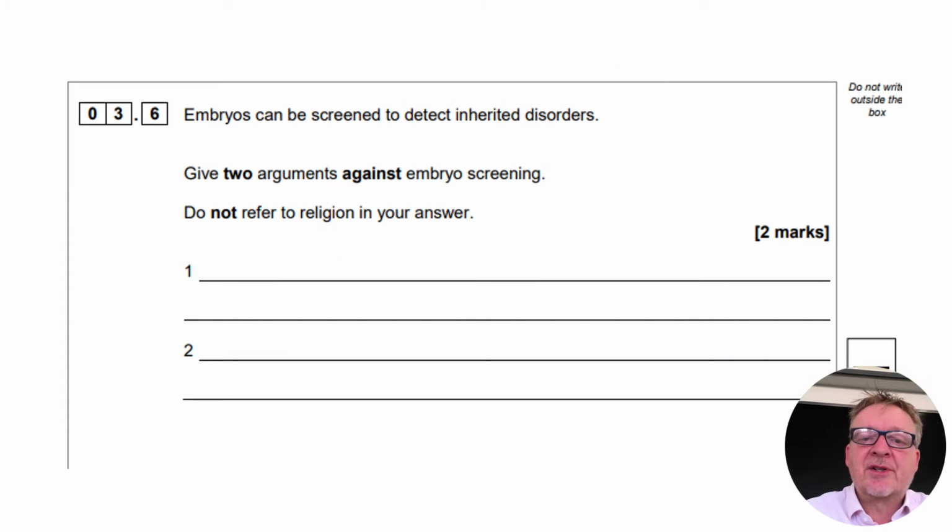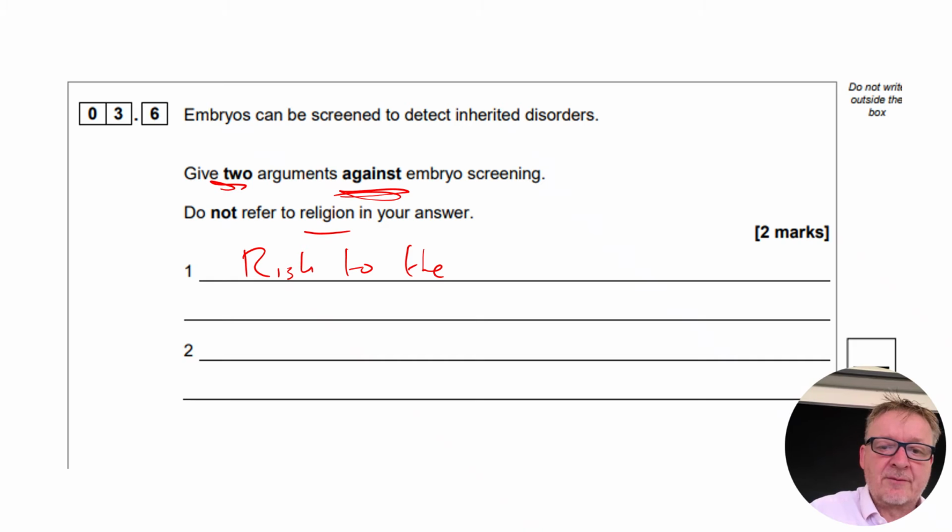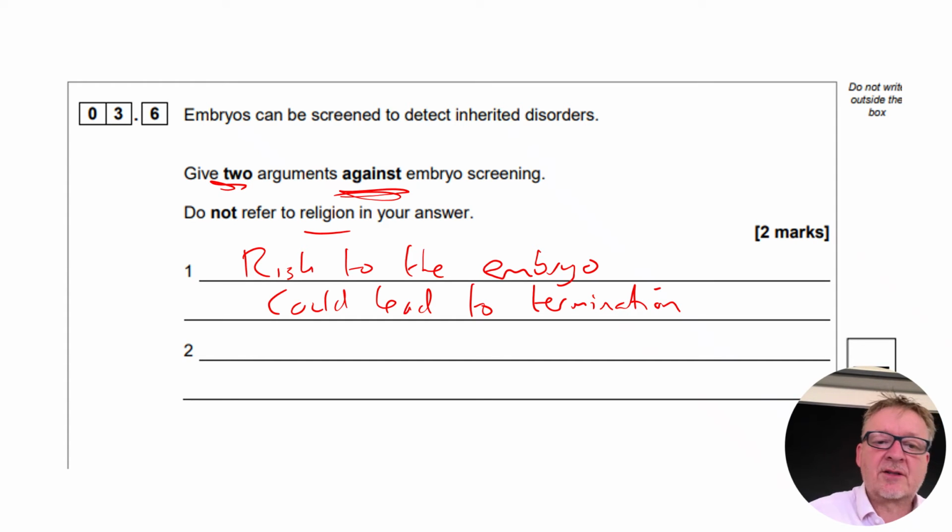3.6. Embryos can be screened to detect inherited disorders. Give two arguments against embryo screening, because obviously a good thing about embryo screening is you can find out if there are some significant issues with the embryo. Do not refer to religion. So there is a risk to the embryo. Imagine if you're taking cells from the embryo and the embryo is tiny, there is a risk to it. It could lead to a termination. Hence the risk to the embryo.